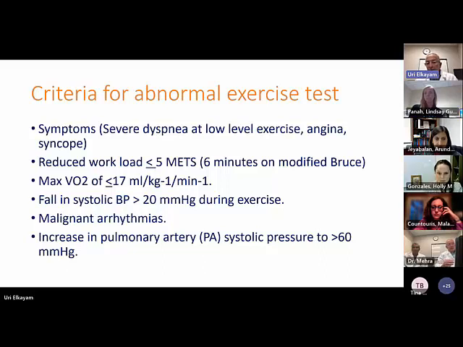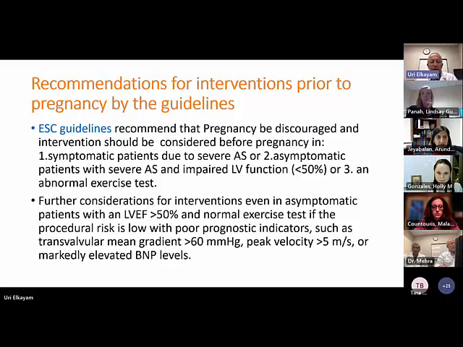Abnormal exercise testing. Everybody's talking about how you have to do exercise testing. So what are the criteria for abnormal exercise testing? Symptoms, reduced workload, less than 5 minutes. And what does it mean? The patient is not able to perform 6 minutes on the modified Bruce, maximum oxygen consumption of 17 or less, fall in systolic blood pressure of at least 20 millimeters of mercury, malignant arrhythmias, and an increase in pulmonary artery pressure to more than 60 millimeters of mercury. So I think the message here is that the assessment has to be multidimensional before we make a major decision.